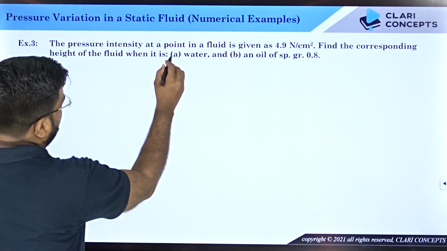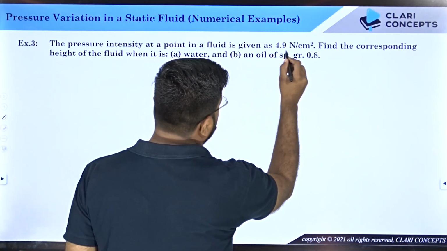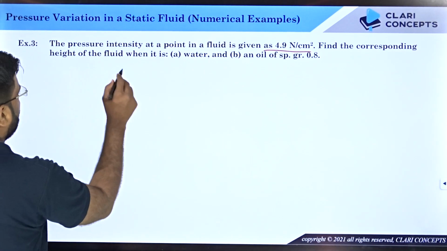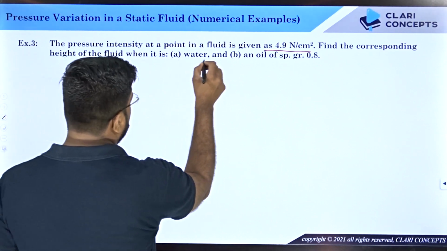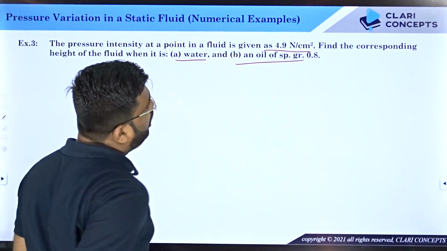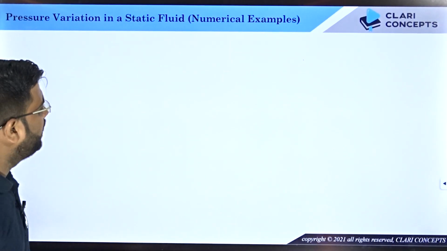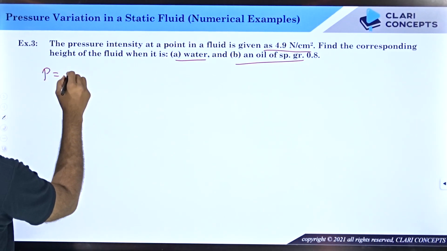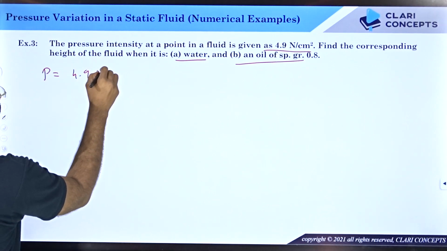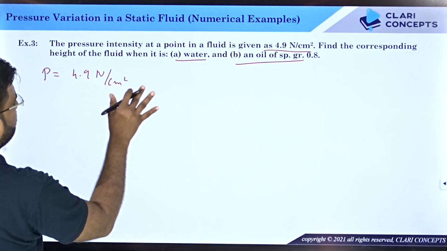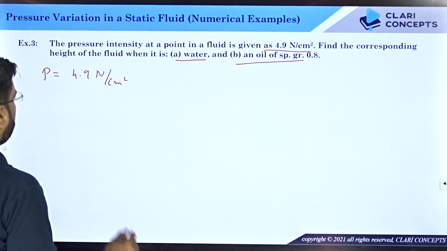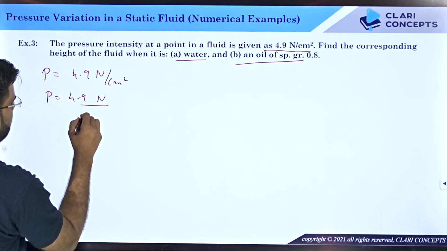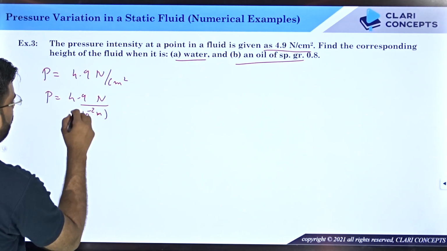The pressure intensity at a point in a fluid is given as 4.9 Newton per centimeter square. Find the corresponding height of the fluid when it is water and when it is oil of specific gravity 0.8. Now see here the question is reversed. They say that the pressure given to you at any point is 4.9 Newton per centimeter square. Firstly, we will convert this into the SI unit, that is Newton per meter square. How will we do that? 4.9 Newton, now a centimeter is how much? 10 to the power minus 2 meter, and then square of that.